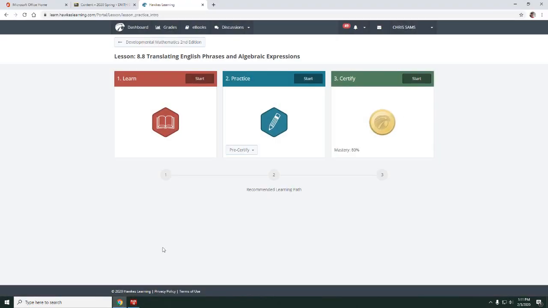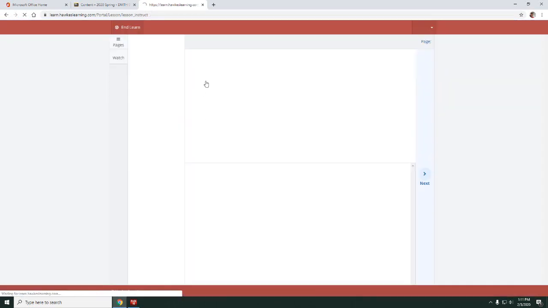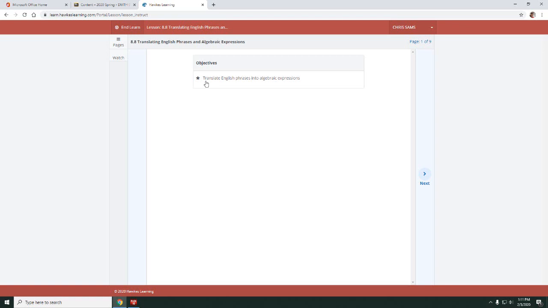Alright, today we're going to be looking at section 8.8, which is translating English phrases and algebraic expressions. I'm going to first take you through the learn, which is the objective, the same as the title of the section: translate English phrases into algebraic expressions.